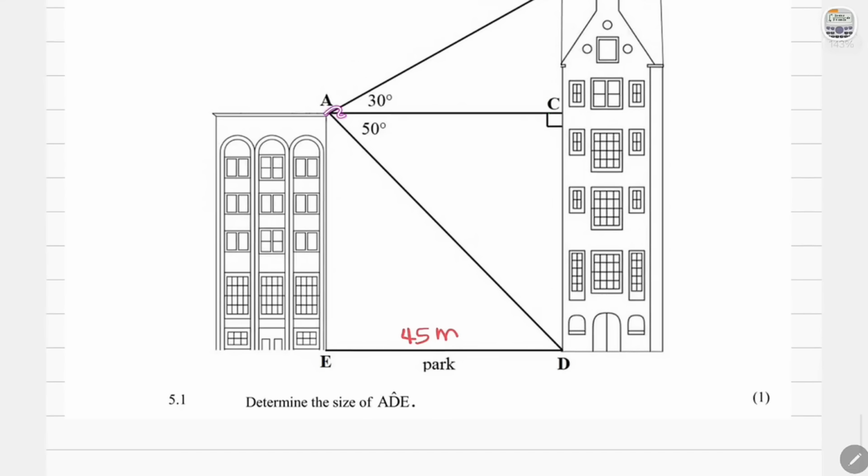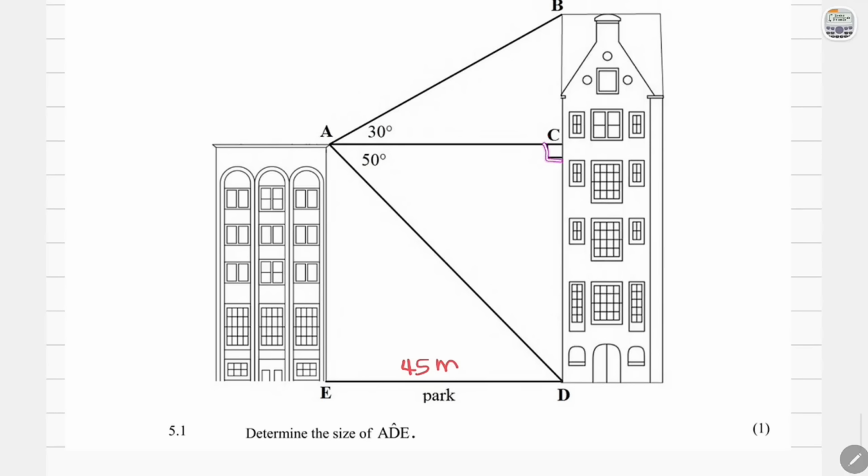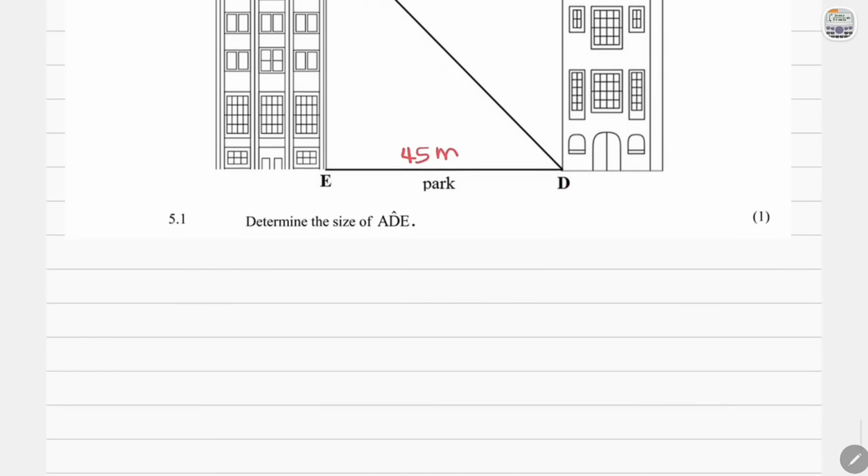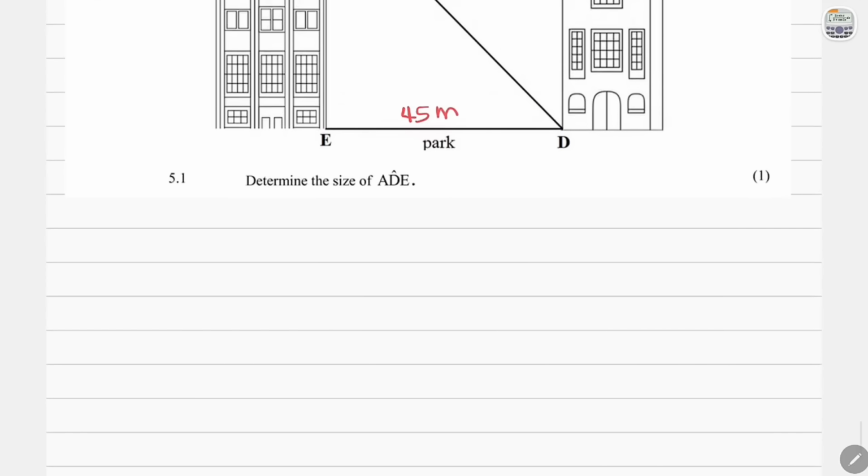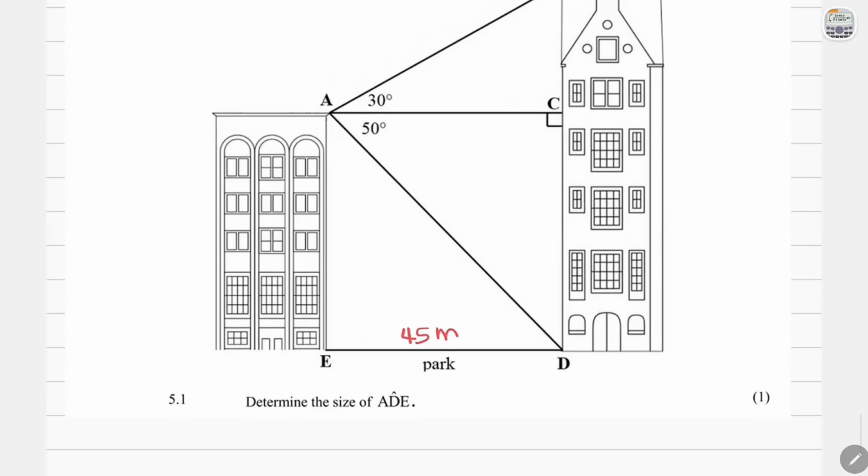We have triangles all over. We have a triangle here, definitely a right angle triangle, because this is the ground, this is a building. It's a vertical building, so they are perpendicular. And yeah, they already show you that there. And so we've got 45 here, we've got 50 degrees, we've got 30 degrees. And let's see. First, question 5.1 says, determine the size of angle ADE.